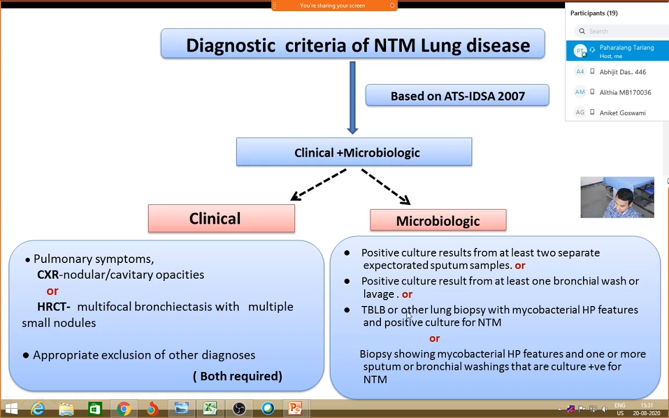So you can do a lung biopsy also, and you can send it both for histopathological examination and for culture. So that is positive. Or the biopsy shows mycobacterial histopathological features and 1 or more sputum or bronchial washings that are culture positive for NTM. So for NTM lung disease, you need to have both a clinical diagnosis and also a supporting microbiological diagnosis.